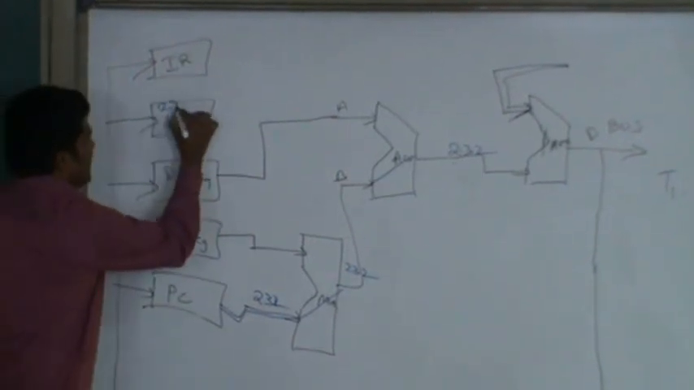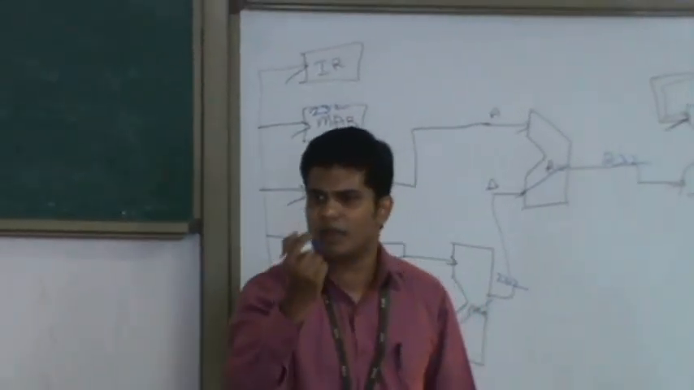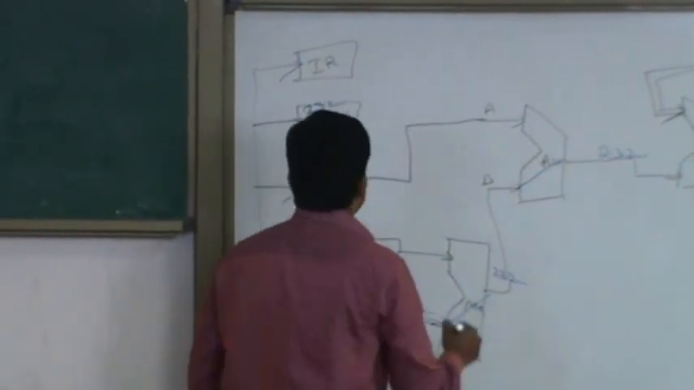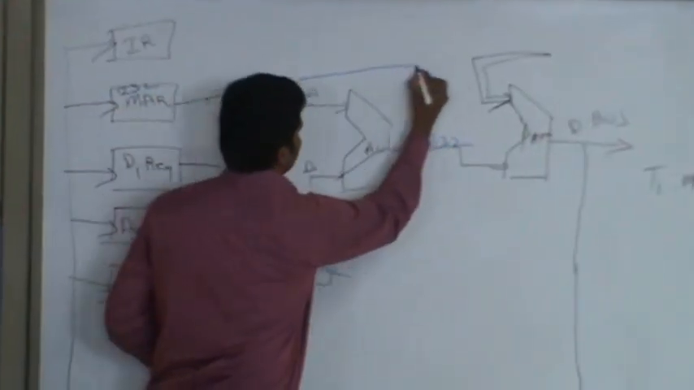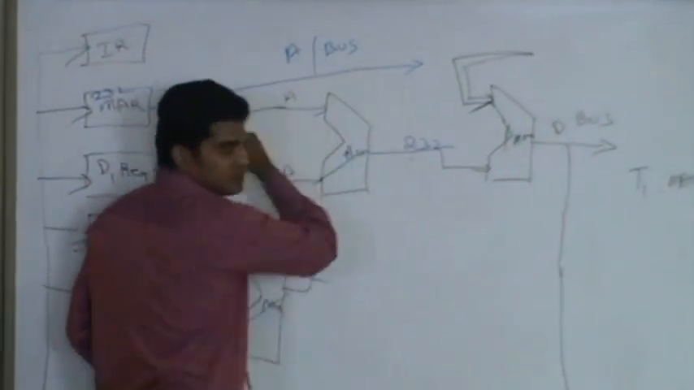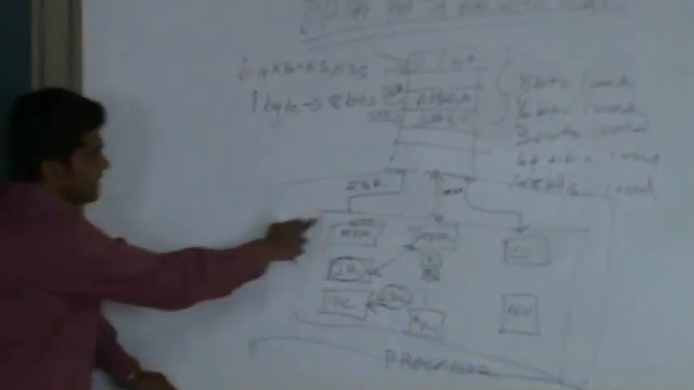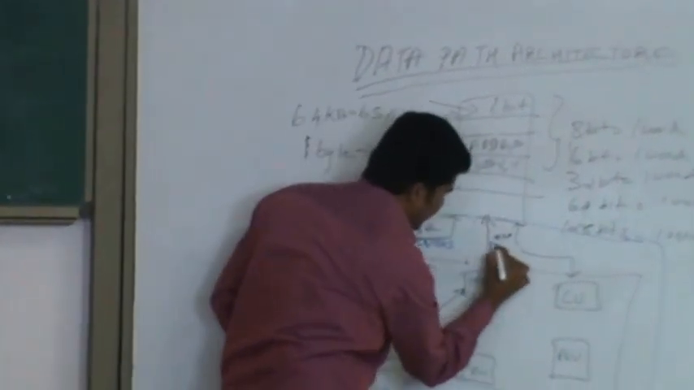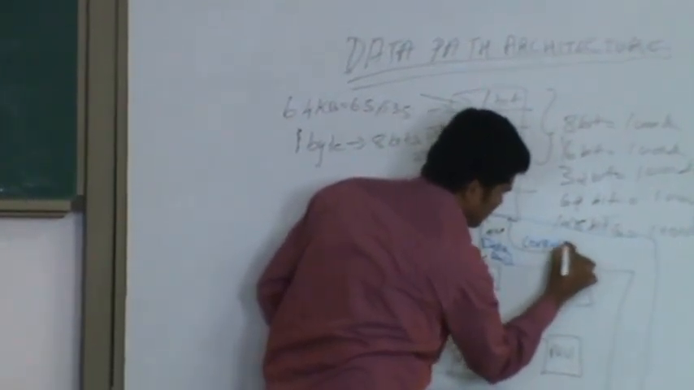Okay, as of now, MAR has the address to be fetched from the memory, and the data is going out. So you have the address bus over here. I am not going to explain what is on the other side. This is the address bus. This is the data bus. And this is the control bus.